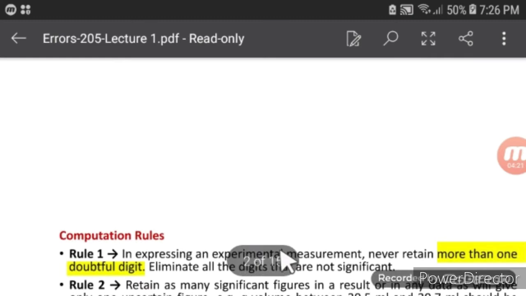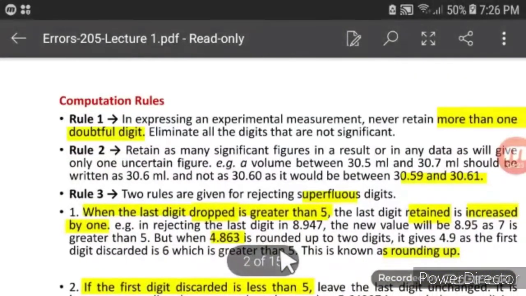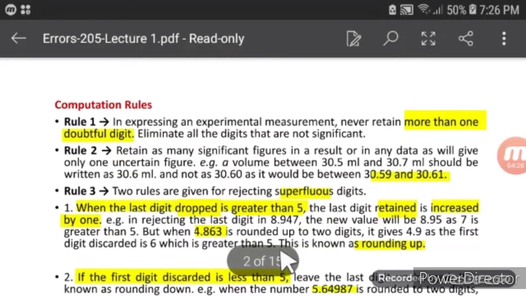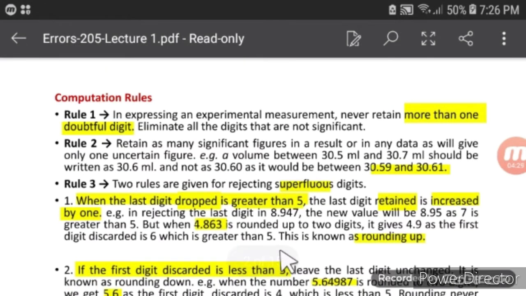Let's talk about the rules of pointing out the significant figures. So, the computation rules: how you can compute, how you can calculate, or tell about the significant figures. The first rule tells us that more than one doubtful digit is never retained in our significant figures. That means eliminate all the non-significant figures from our value. Okay, let's talk about the second rule.